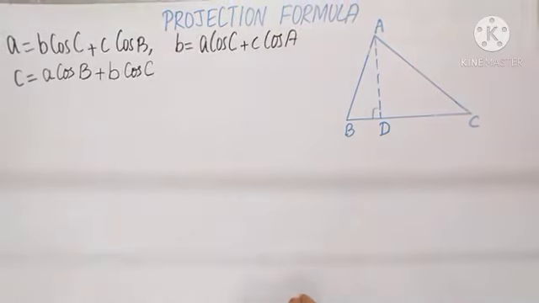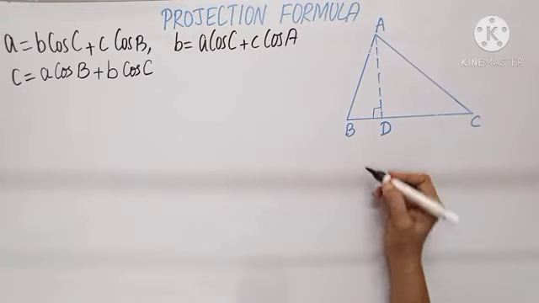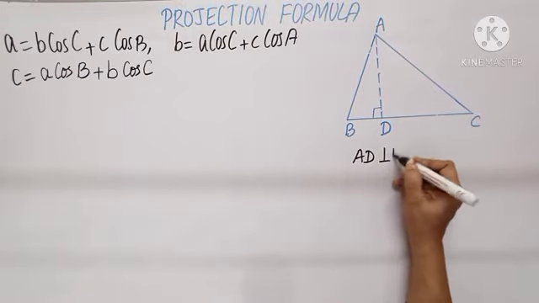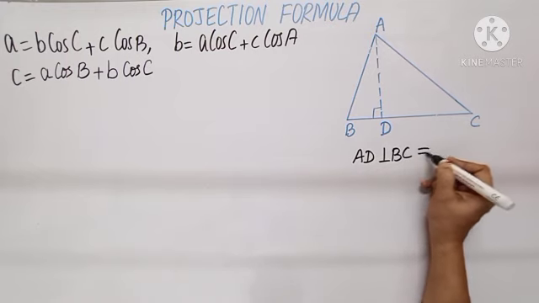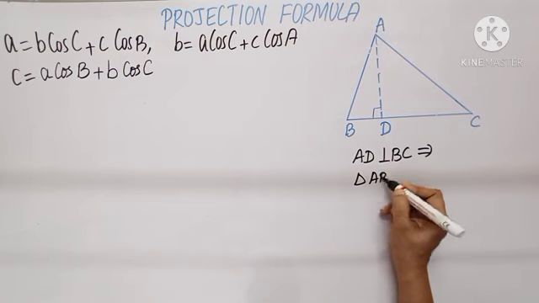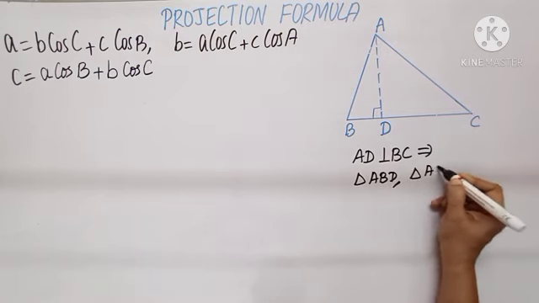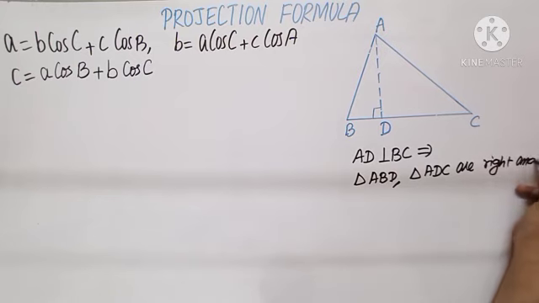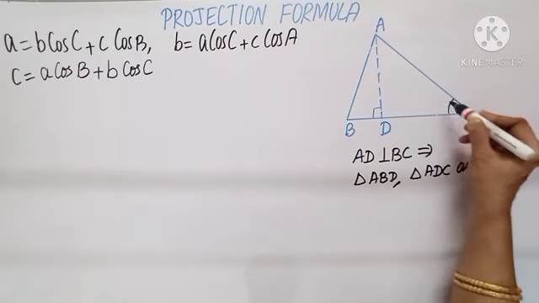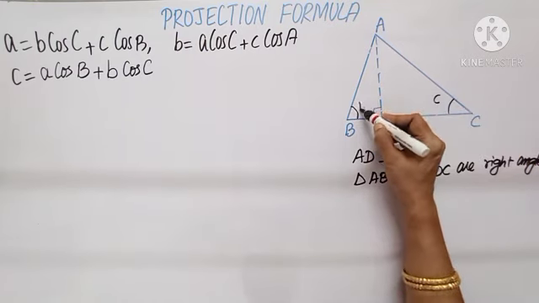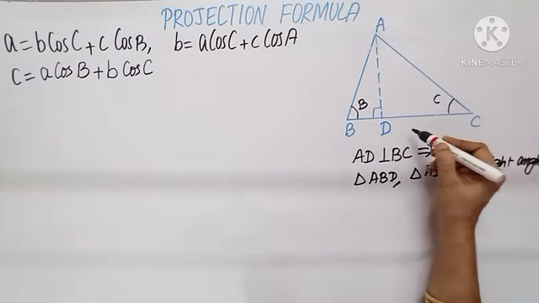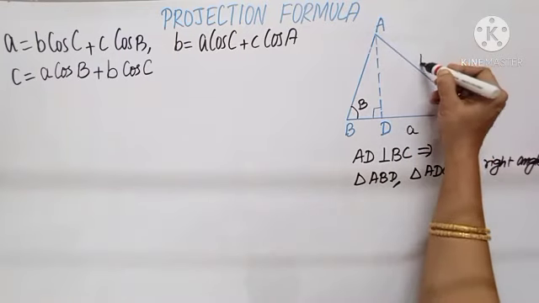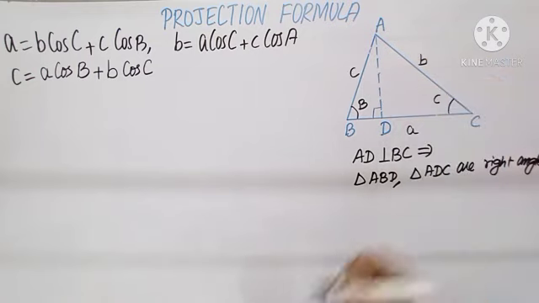How to prove it? Consider the triangle ABC. AD perpendicular to BC implies triangle ABD and triangle ADC are right angled. Once they are right angled, I can write what is cos B, cos C like that. Now, this is angle C and this is angle B. Against A, I will write small a. Against B, b. Against C, c.